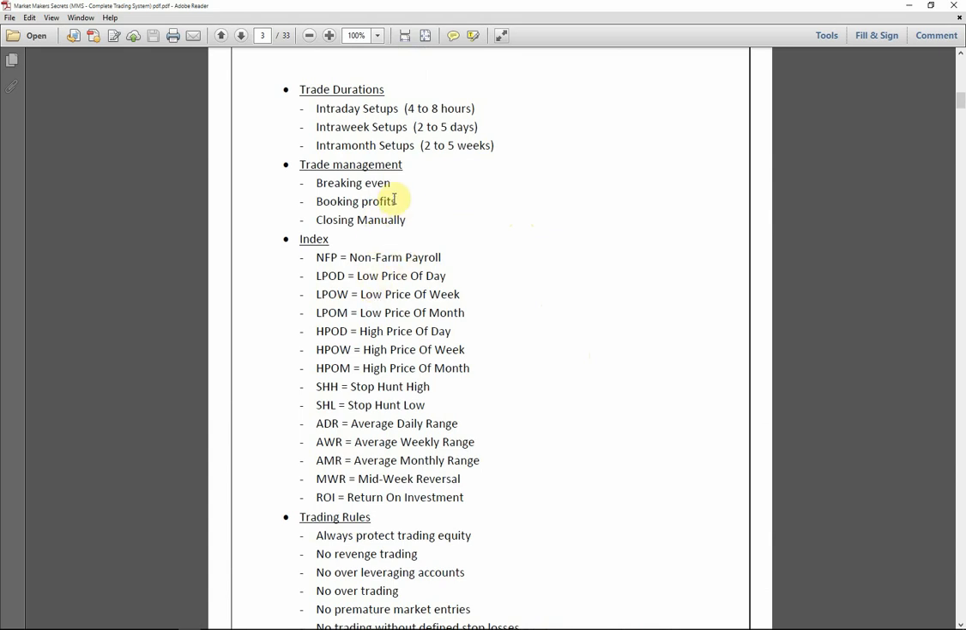And then different types of trading, trade durations. We have intraday setups, which could take from 4 to 8 hours. When you're entering during London, you close during the New York reversal later in the afternoon. You enter on the stop hunt Tuesday, Wednesday, you close Thursday, Friday. You enter on the first or second week, you close in the fourth and fifth week.